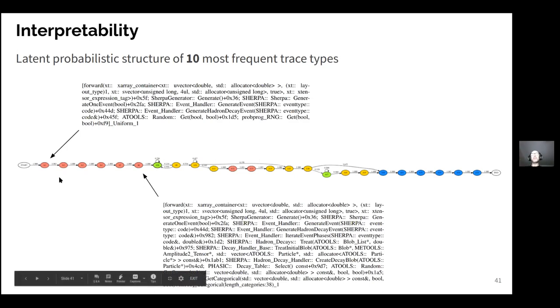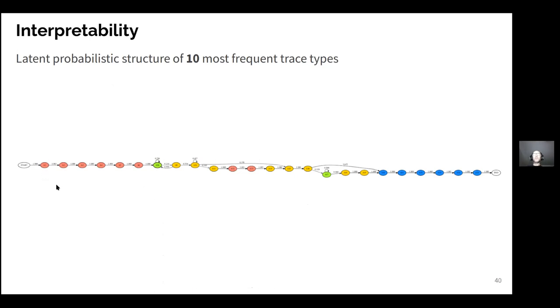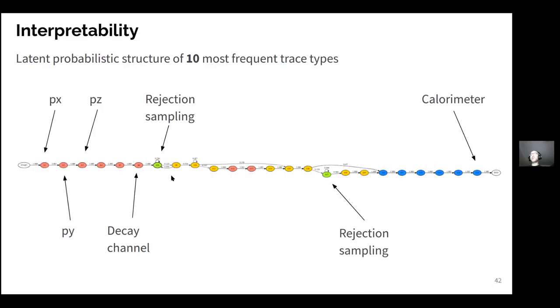Another thing is that for this problem, we set it up such that when you run the C++ simulator, the first things that happen are always that you sample the momenta of the particle, x, y, z. There are some other things, and you sample the decay channel. So you always start all simulations with these choices of momenta and the decay channel, and the rest follows from that. The stochasticity starts after. So we know about the problem structure. I hope that answers it a bit.